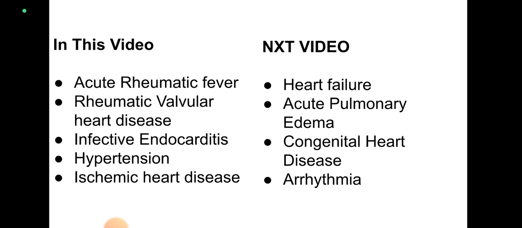This is the fifth video of our complete general medicine series. In this series, we are going to cover practical and theoretical topics of general medicine. In our previous videos, we learned about general examination, systemic examination, topics of gastrointestinal system and hepatobiliary system. This video is about cardiovascular system. In this video, we will learn about acute rheumatic fever, rheumatic valvular heart disease, infective endocarditis, hypertension, and ischemic heart disease. Our next video will be on the topic heart failure, acute pulmonary edema, congenital heart disease, and arrhythmia.